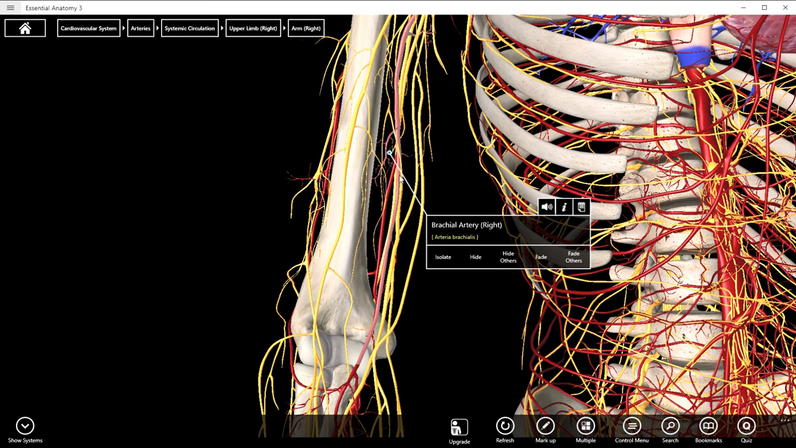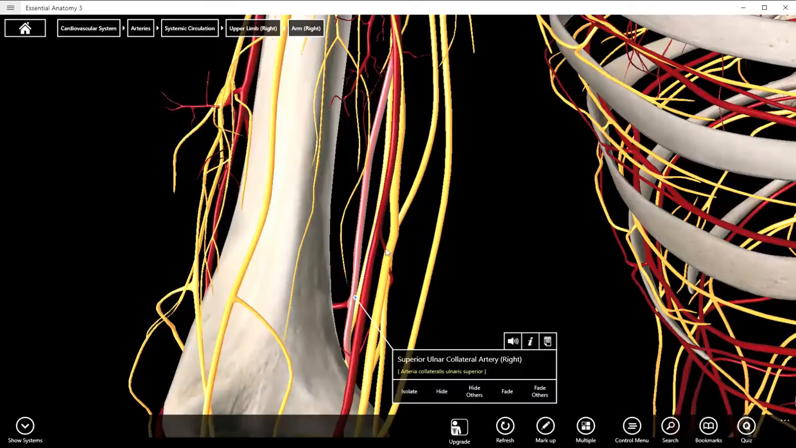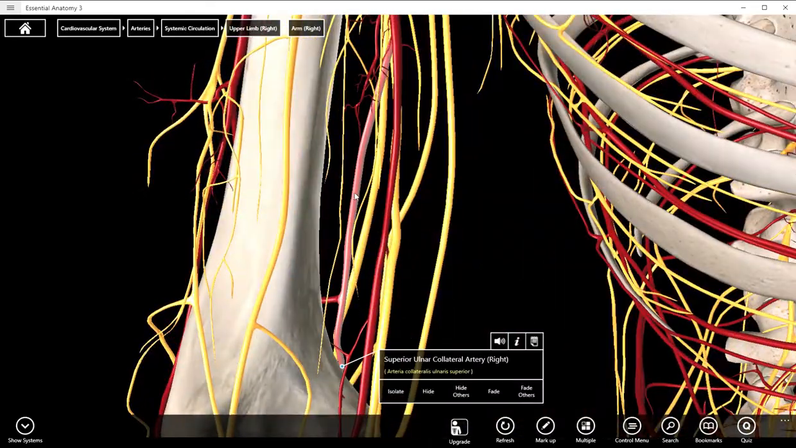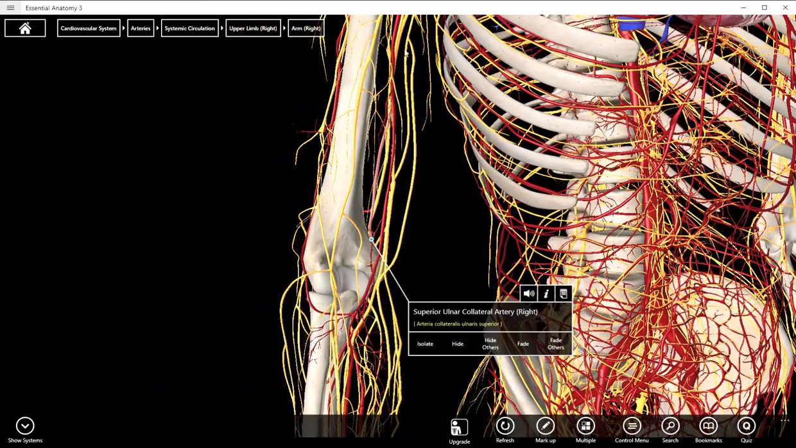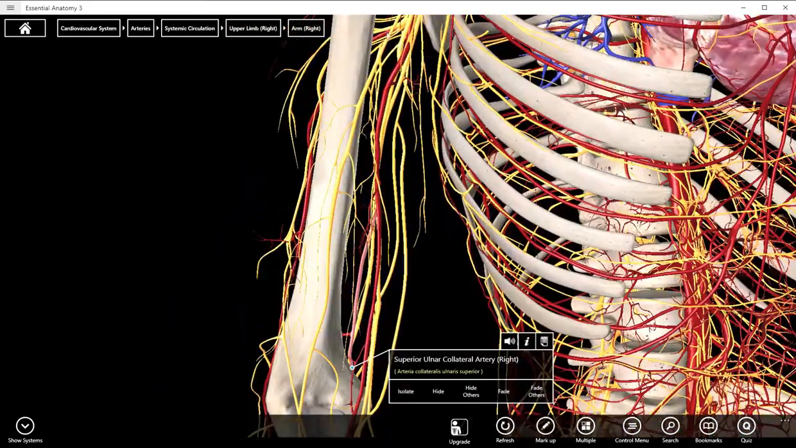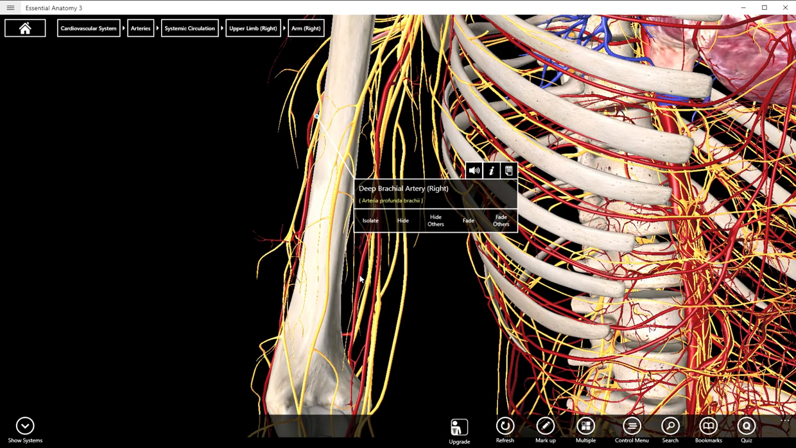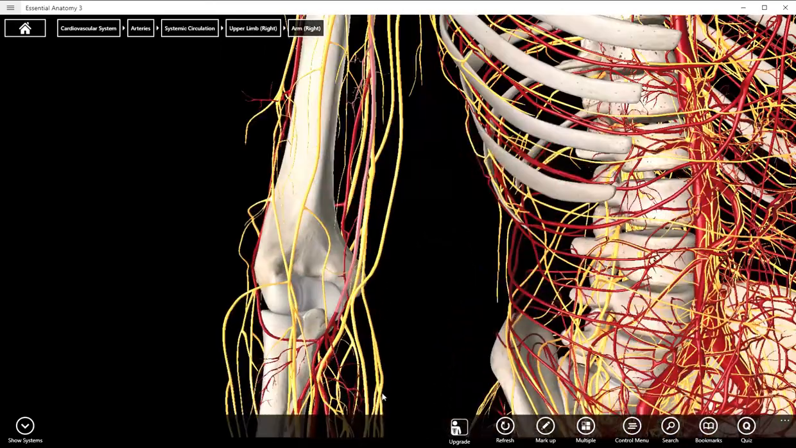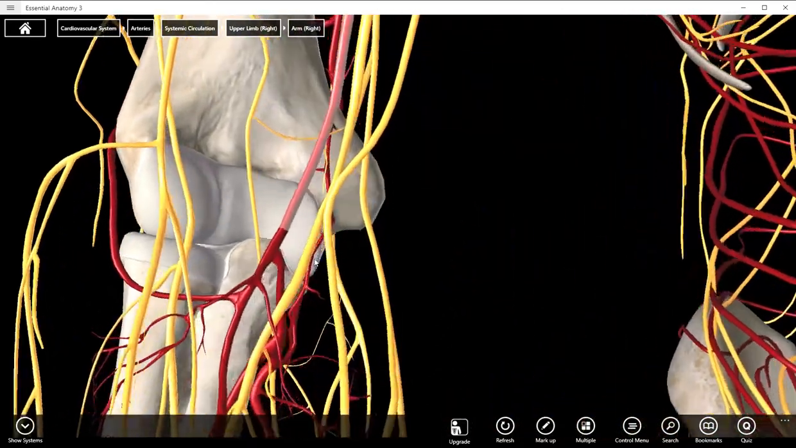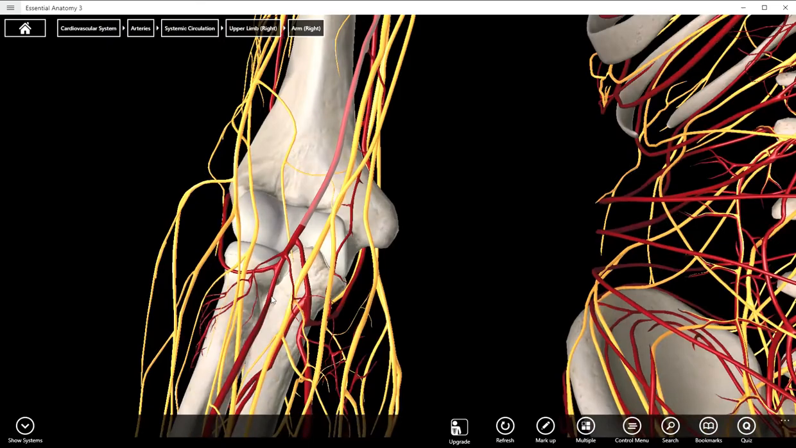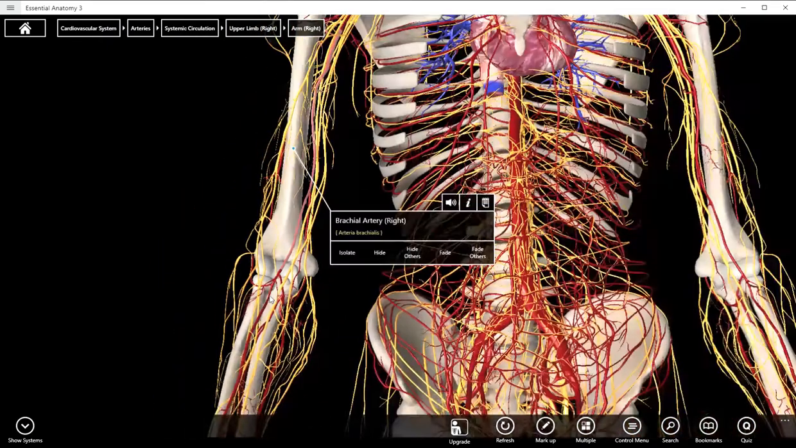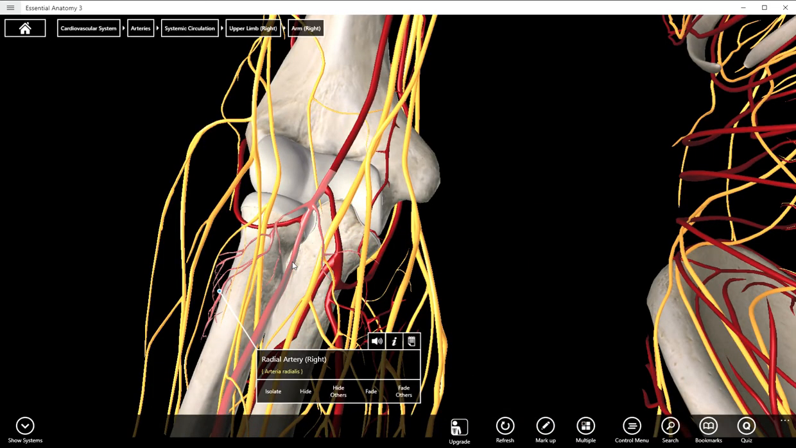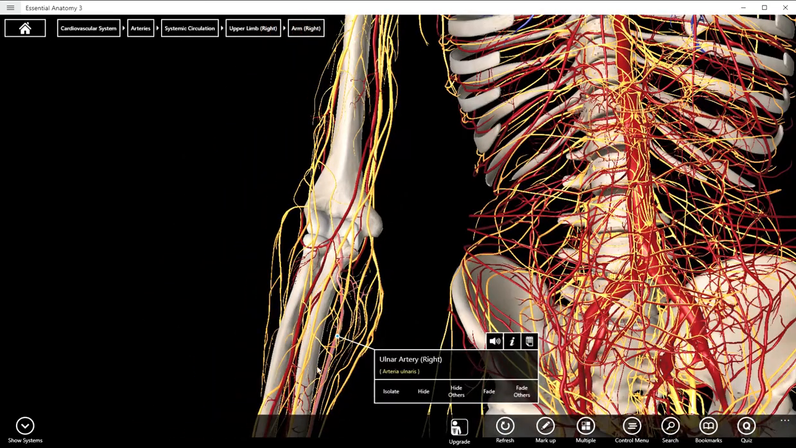So we had deep brachial artery here, and then a little bit lower we had superior ulnar collateral. Okay? So deep brachial way up here, superior ulnar collateral way down there. And then here is the brachial artery continuing. The next thing I want you guys to know is it splits. And it splits into two arteries. So here, remember, here's your radius and here's your ulna. So we have a radial artery and an ulnar artery.